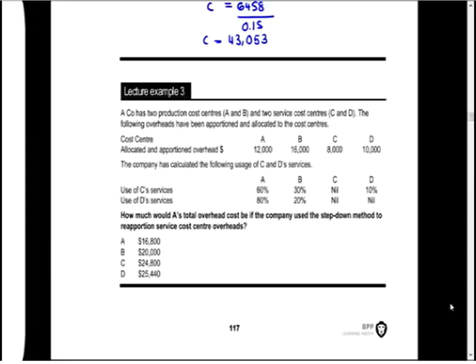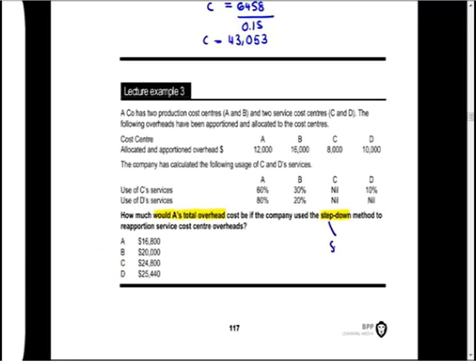So in the previous two examples, we've worked through all of the steps. Lecture example 3 is much more typical of an exam standard question, so it's a good chance for us to practice what we've seen already. A company has 2 production cost centres, A and B, and 2 service centres. We're given some information, and what we want to know is how much A's total overhead costs would be if the company used the step-down method to reapportion service cost centre overheads.